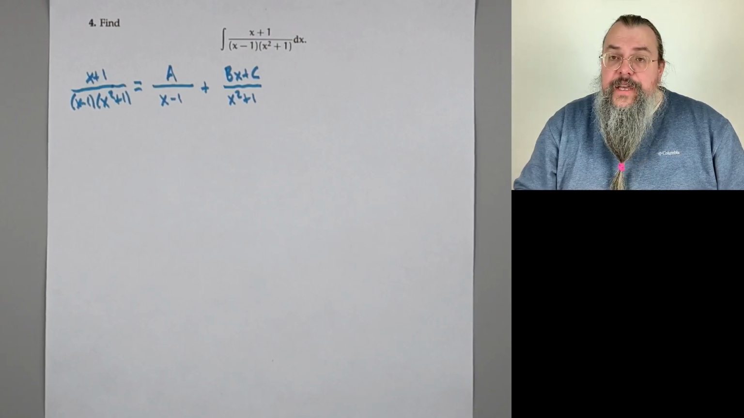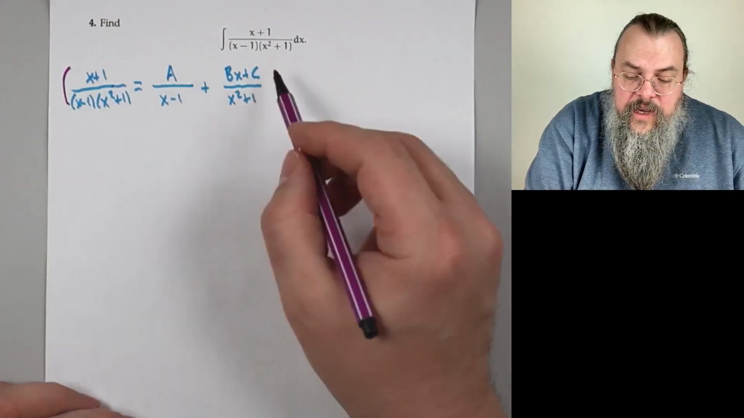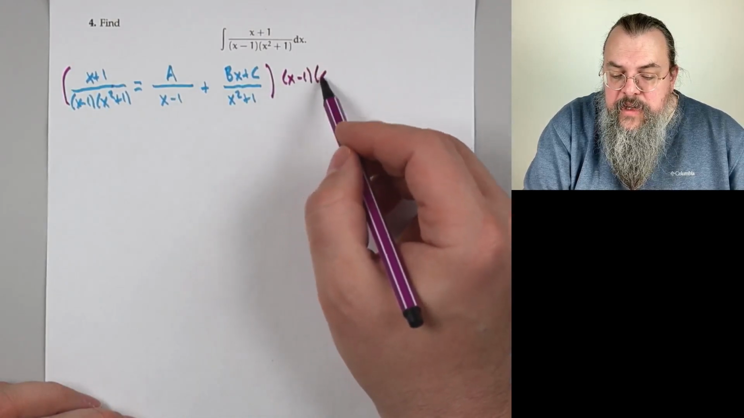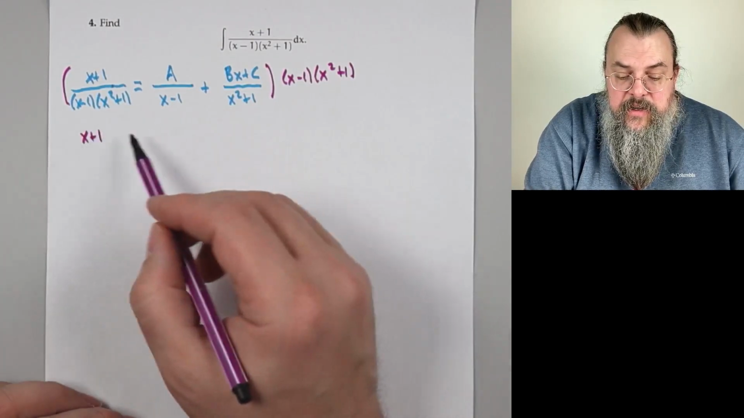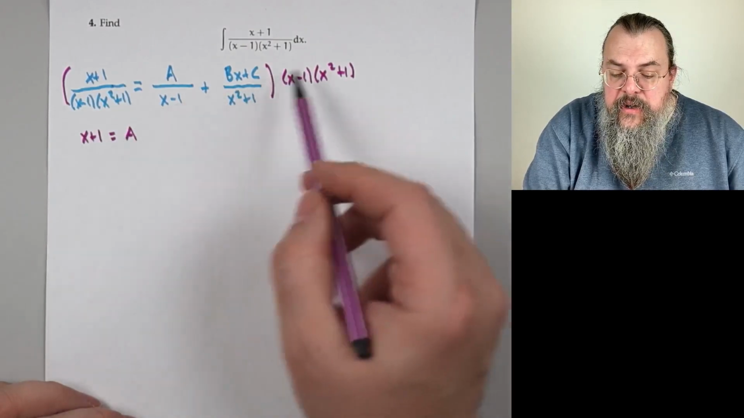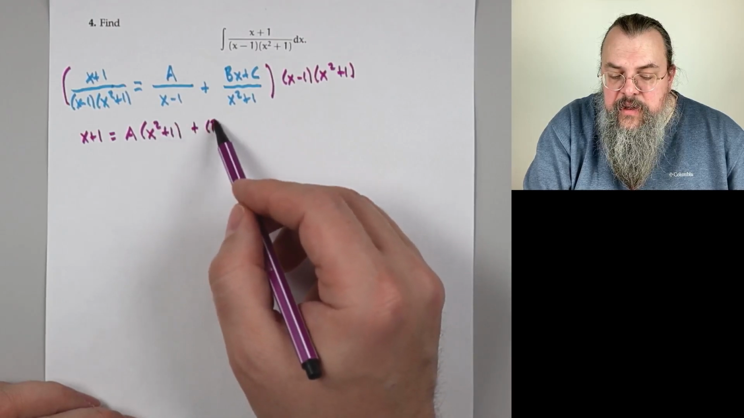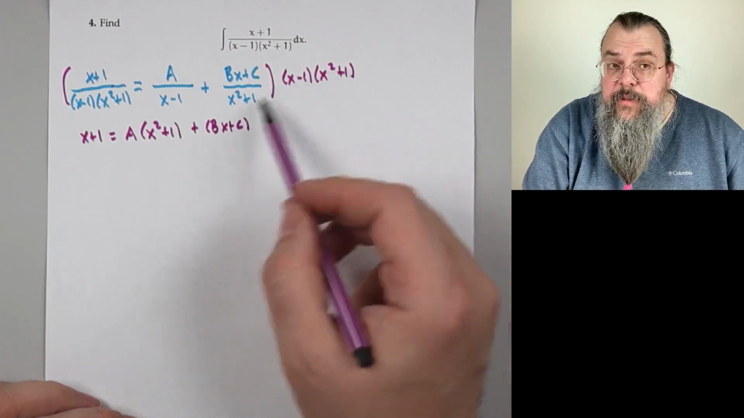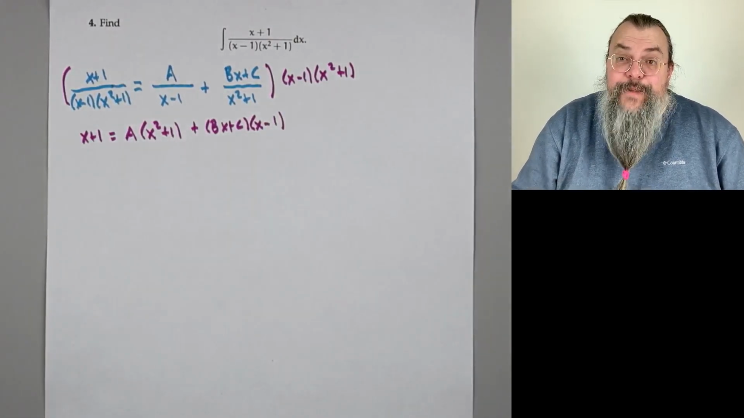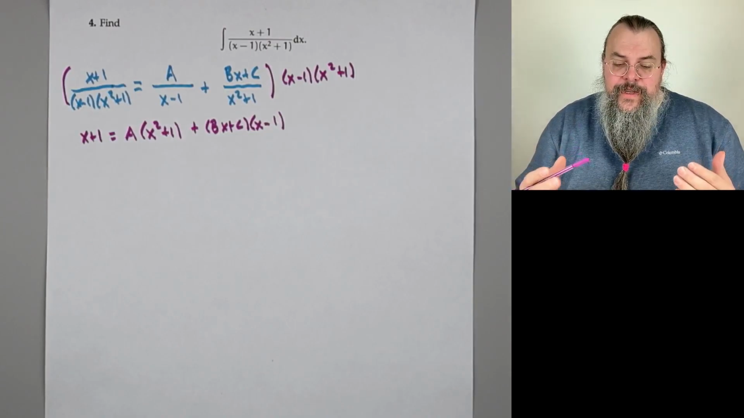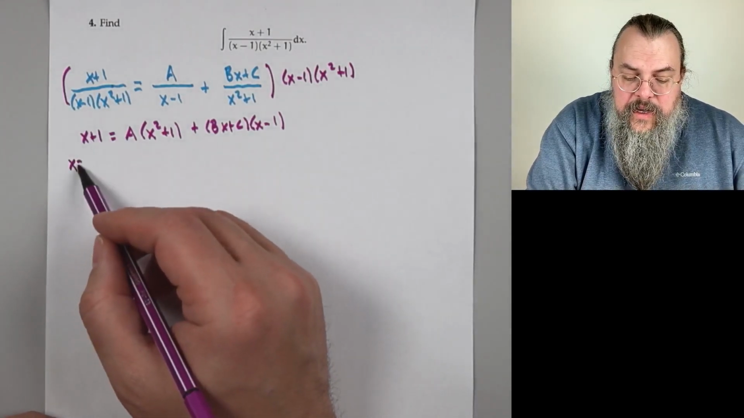So at this point we say, well, okay, let's clear out our denominators. And so we're going to multiply both sides of the equation by x minus 1 times x squared plus 1. So we end up with x plus 1, we've cleared everything out there, is equal to A. Here, the x minus 1's cancel, so that's multiplied by x squared plus 1, and then plus Bx plus C. Here, the x squared plus 1's cancel, so it's multiplied by x minus 1. And we start saying, well, let's make good choices. What's a good choice? A good choice is anything where we get cancellation. So x equals 1, that's a good choice.